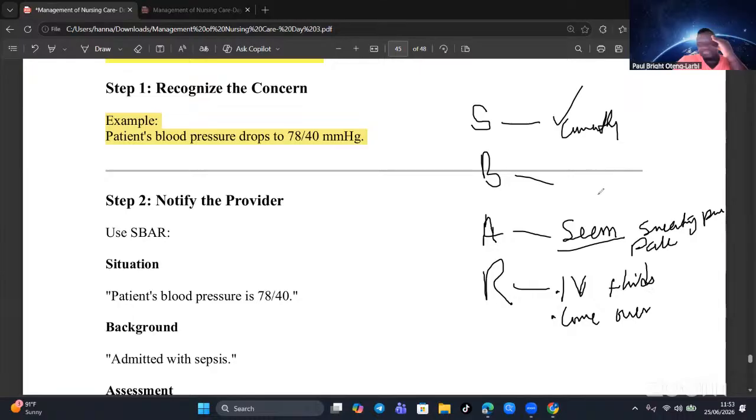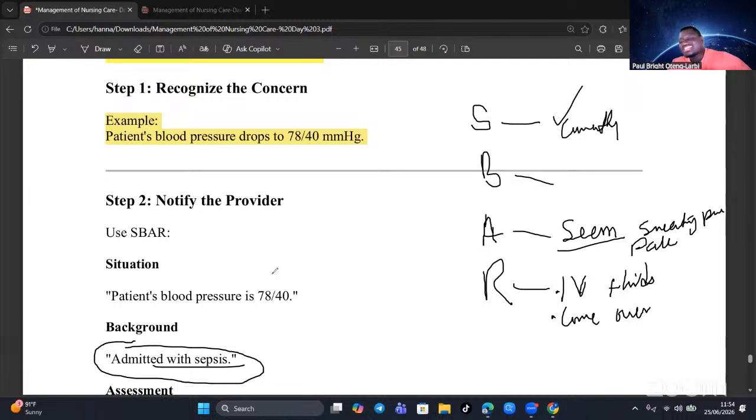So what did you leave? You left background. You said patient was admitted 3 days ago. With what? You ended there, then you jumped to assessment. What was the background of the patient? In this situation, he came with sepsis. That was the background, the history.